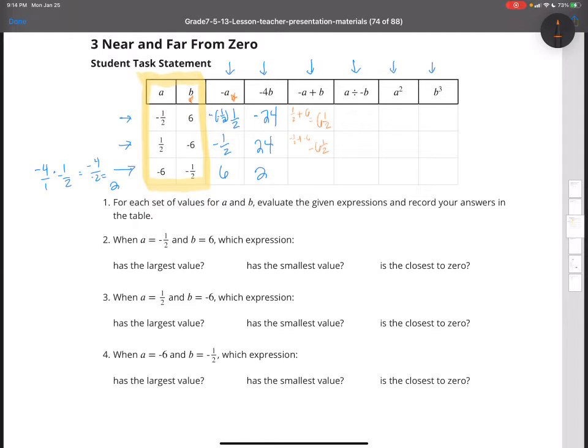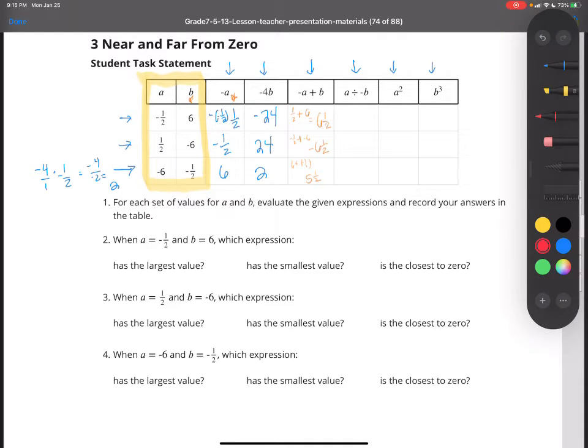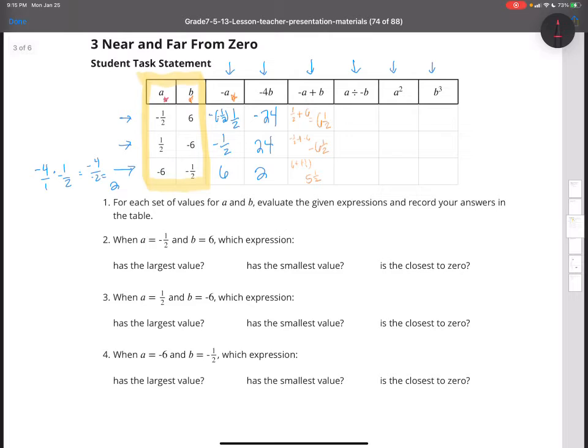Then the next one, they want us to add 6 plus negative 1/2, which would give me 5 and 1/2. So for the next column, it's telling us to divide, and I'll change the color for you guys, A divided by negative B. They want us to take this value and make B negative, which we didn't get a chance to make B negative.